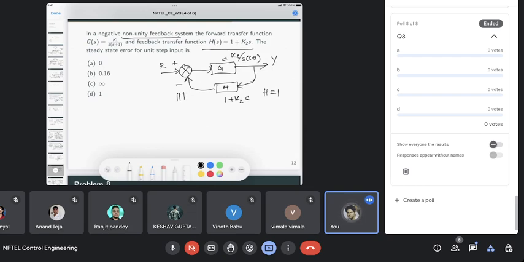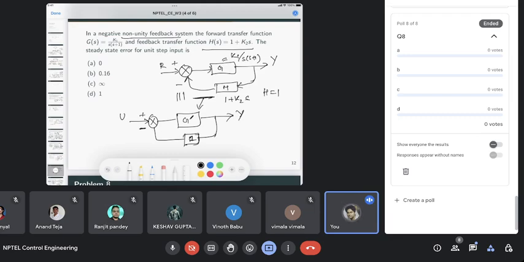What I'm doing is finding an equivalent representation where this is some G'(s) and this is 1, with the minus sign here, so you have input and output. Can I transform the original system to this one, with some G' and unity feedback? If H(s) equals 1, then I can apply the formula directly, right? Is it clear? Yes, sir.